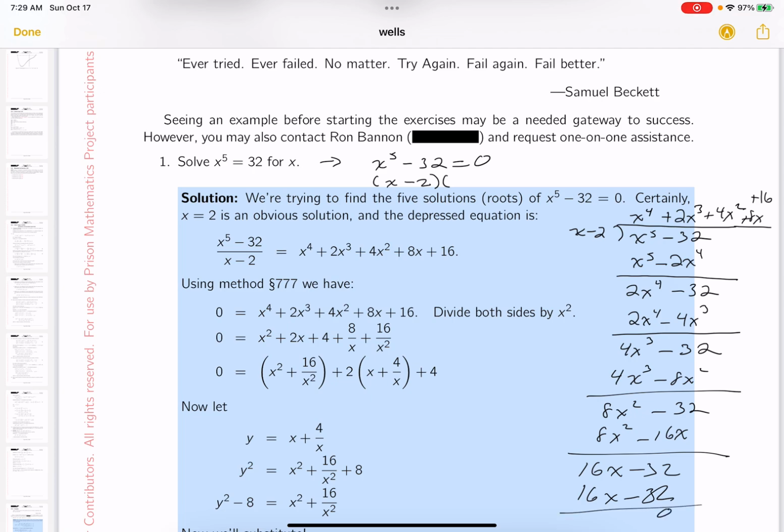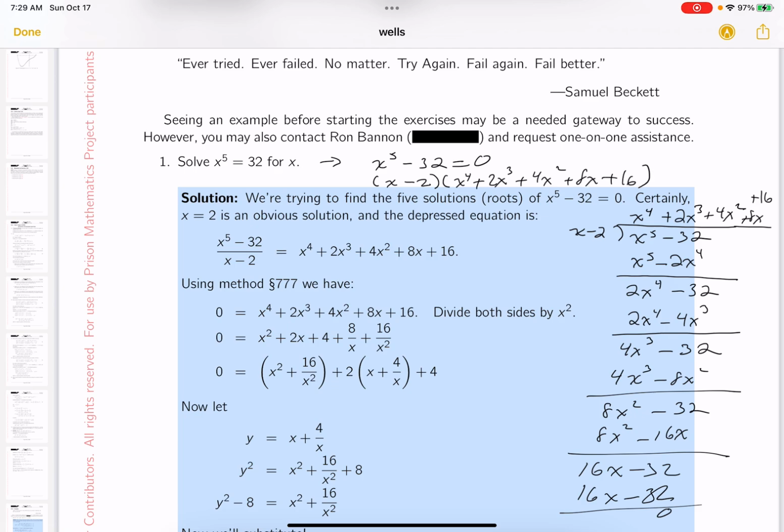So I'm going to write that down for you. That's going to be x^4 plus 2x cubed, and then plus 4x squared, and then plus 8x plus 16.